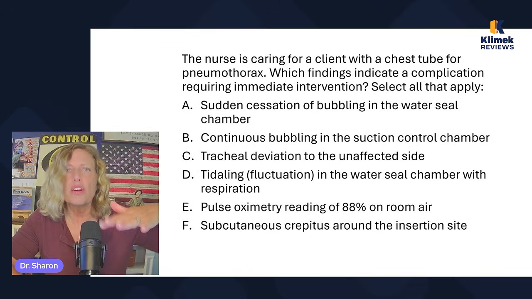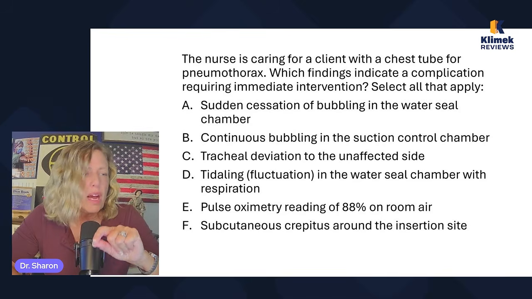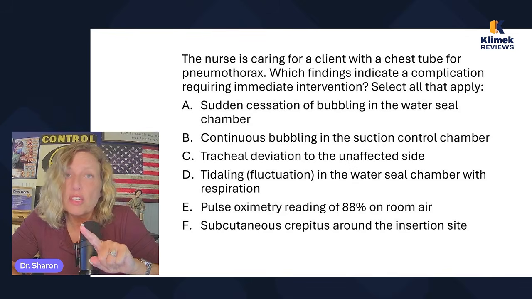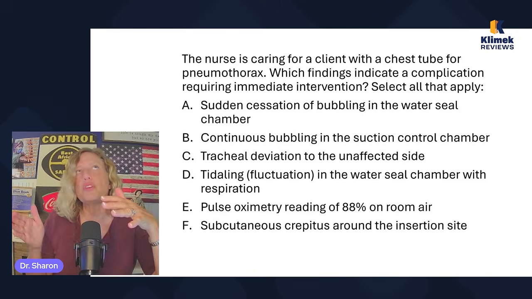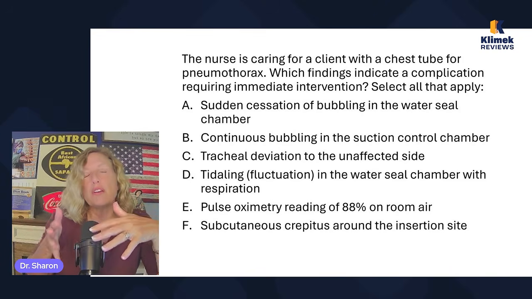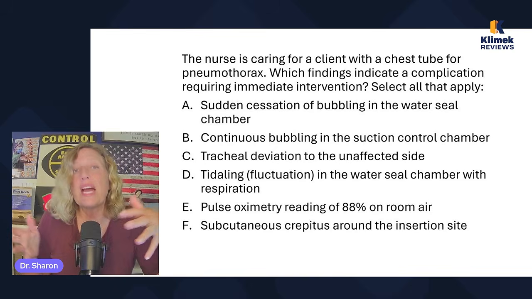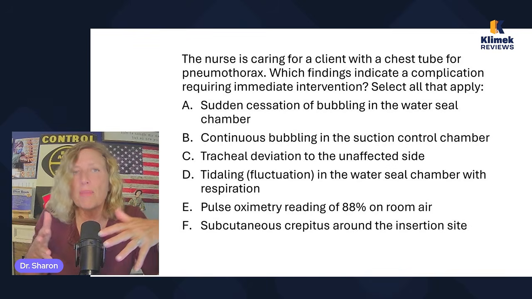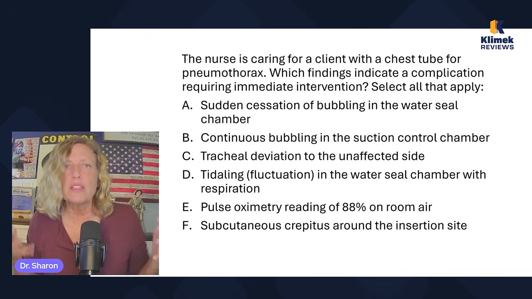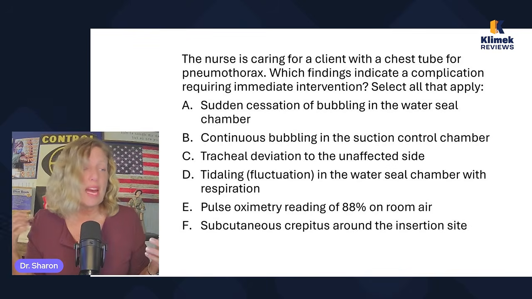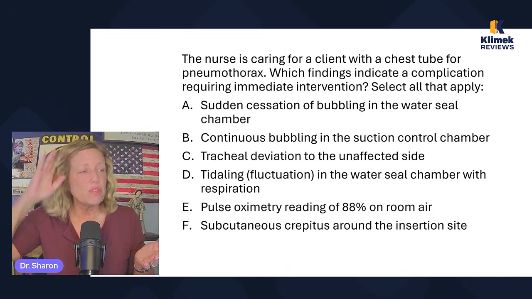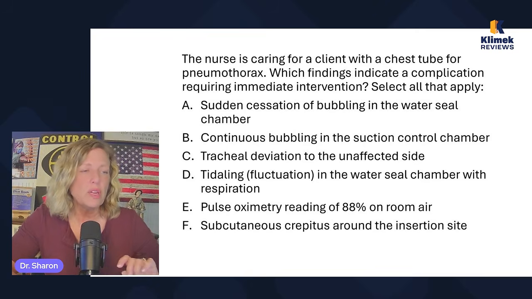That means water kind of goes up and down. Pulse oximetry of 88% on room air indicates a complication. That's true. I told you it reduces the surface area. A pneumothorax reduces surface area for gas exchange, but that doesn't mean there's not enough surface area for gas exchange. Many people who have a pneumothorax can still have a normal O2 sat, and if it drops below 93%, that's definitely a complication. So that's true.